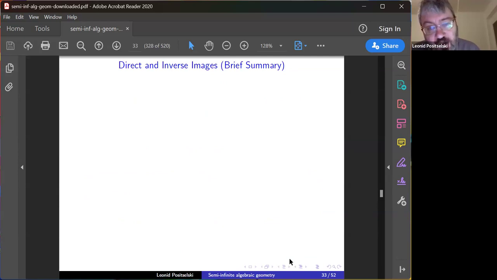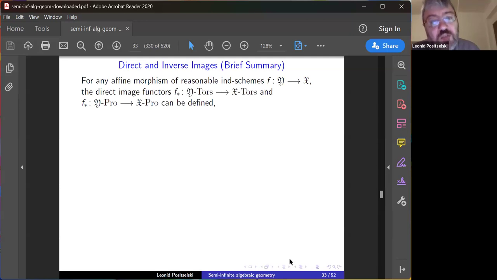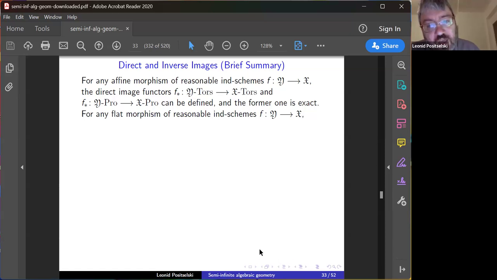Direct and inverse images, brief summary. For any affine morphism of reasonable ind-schemes f, the direct image functors f lower star from Y-tors to X-tors and f lower star from Y-pro to X-pro can be defined, and the former one is exact. It is exact because the morphism is assumed to be affine.